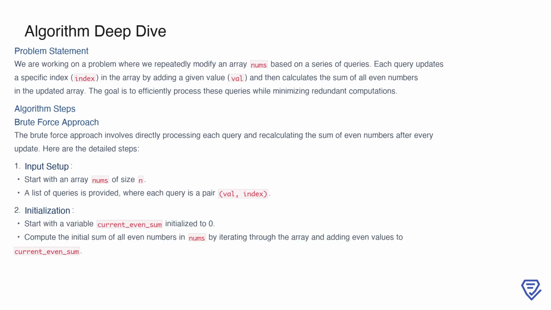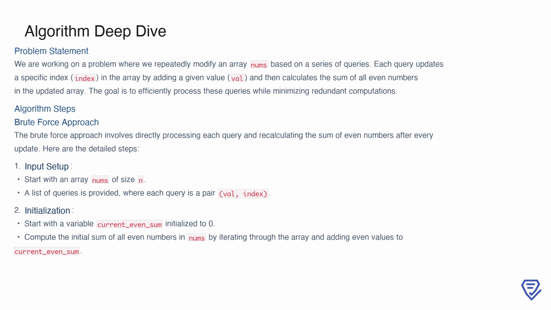To understand the problem, we are tasked with efficiently processing a series of queries on an array nums. Each query provides a value val and an index. The operation involves adding val to nums[index] and then calculating the sum of all even numbers in the array after this update. The challenge is to perform these operations in a way that avoids redundant recalculations of the even sum for every query. A straightforward brute force approach would involve recalculating the even sum from scratch after each update, but this can be computationally expensive.